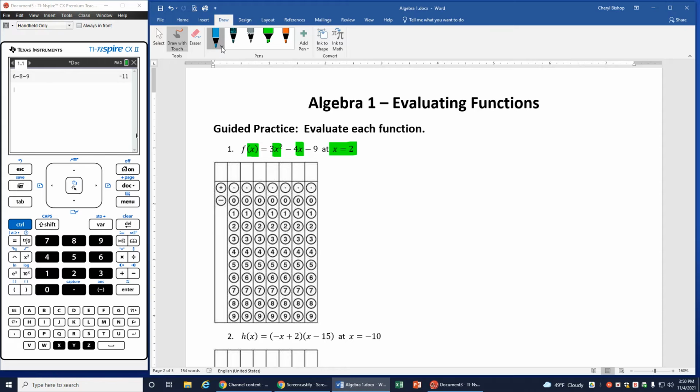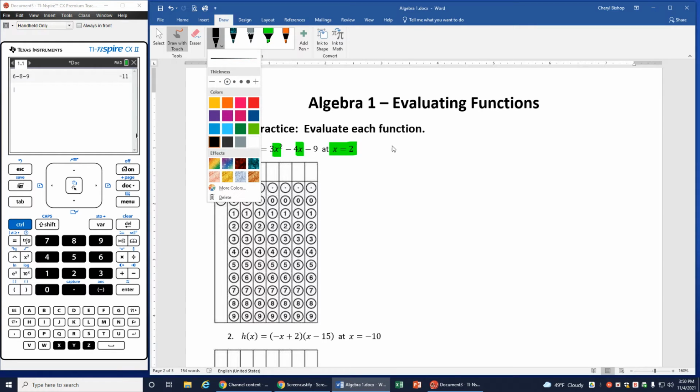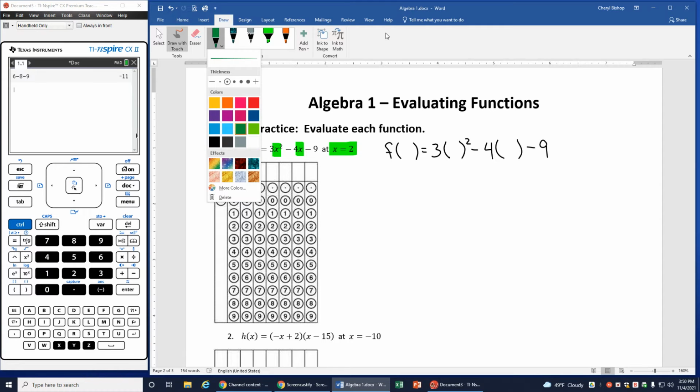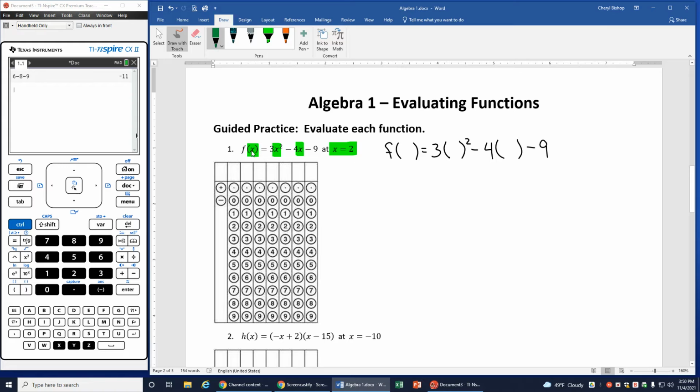Okay, so let's go ahead and see what that looks like. I'm going to take my function and replace the x with a 2, equals 3 times, I'm going to replace this x with a 2 squared, minus 4, I'm going to replace this x with a 2, minus 9. So each one of those x's I'm going to replace with the 2. Okay, so f of 2 equals 3 times 2 squared minus 4 times 2 minus 9. Then I just need to evaluate this. F of 2 just stays exactly how it is the whole time.